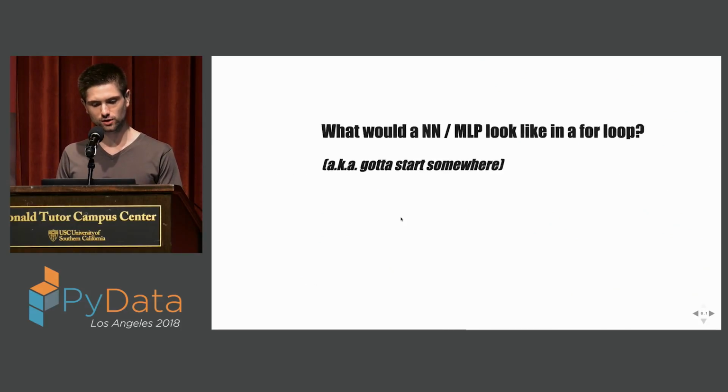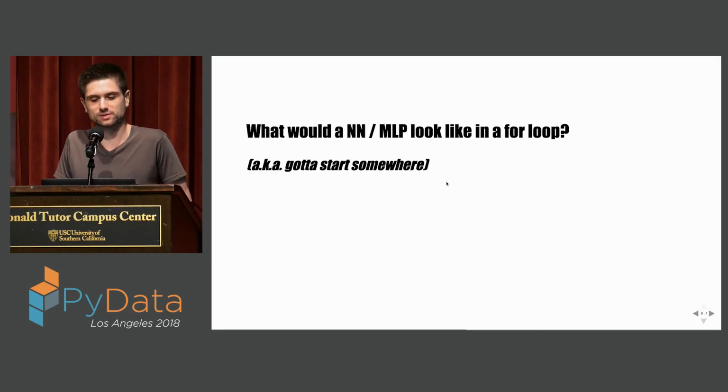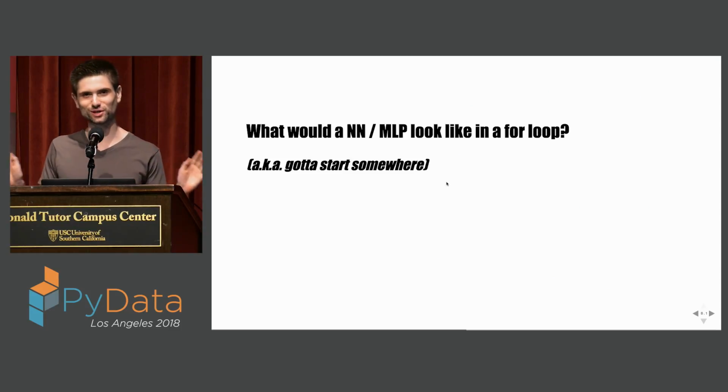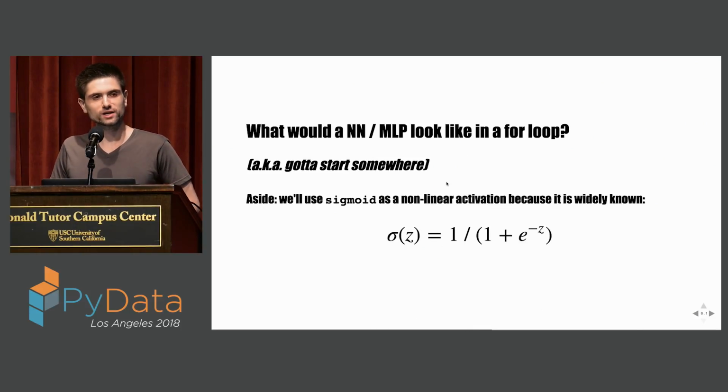So what is the easiest way we can set up this problem? I would argue it's a for loop. We can try to make one of these neural nets just proceed as a standard Python for loop and see what happens. So that's the got-to-start-somewhere approach. That's what we'll do. We're going to use the sigmoid function as our nonlinearity.